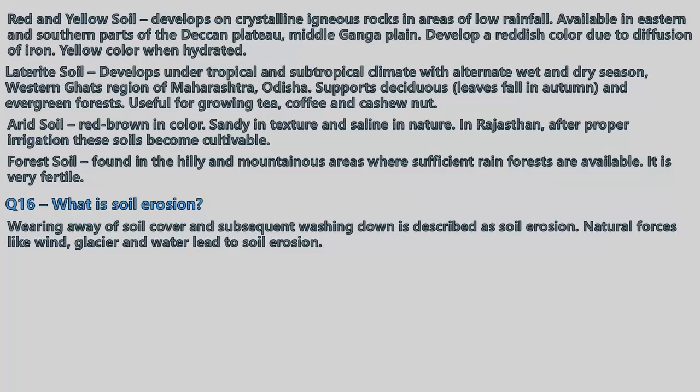Weathering and wearing away of soil cover and subsequent washing down is described as soil erosion. Natural forces like wind, glacier and water lead to soil erosion. Okay, so what happens is, because of natural forces like wind, glacier and water flow, the soil cover on the land weathers or wears away, right? It gets brushed off. Right, so soil is moved from one part of the land to another part. This process is known as soil erosion.